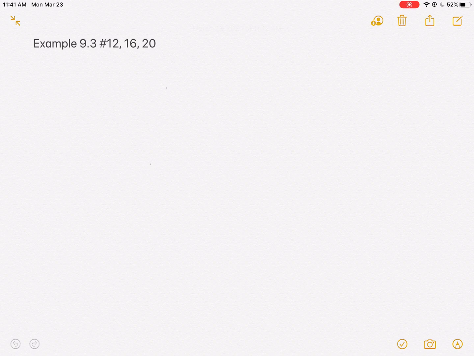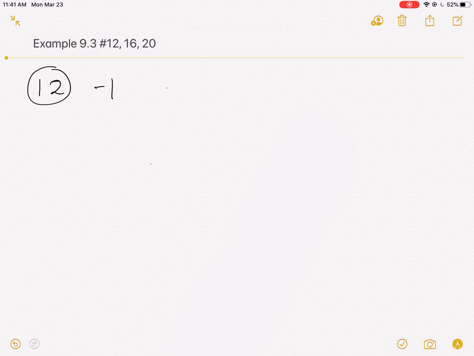Well, welcome to 9.3. In 9.3, we're getting the polar form of a complex number, or we're taking complex numbers and making sure that we understand them. There are some problems right in the very beginning that I thought we could do all together, and that is number 12, 16, and 20.